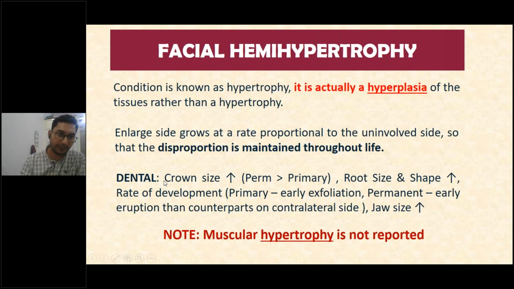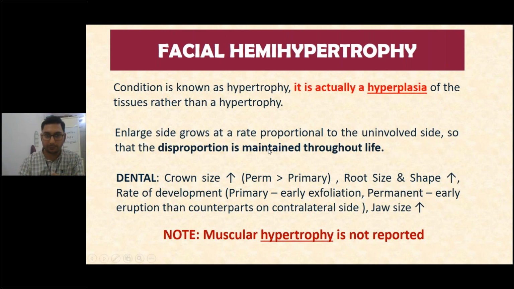Among the dental or oral manifestations of the hemihypertrophic side, crown size will increase, everything will increase or will be hastened. Crown size is increased, more in permanent teeth. Root size and shape is also increased, and the rate of development is more. Rate of development is more means primary early exfoliation, permanent early eruption, right? As compared to the counterparts on the contralateral side, and of course the jaw size also increases on the hypertrophic side. So this is all hypertrophic.